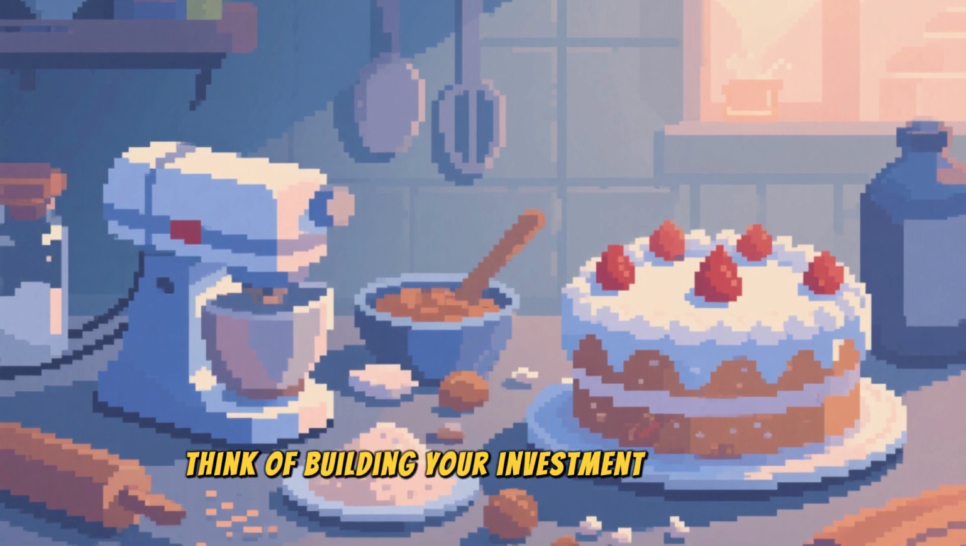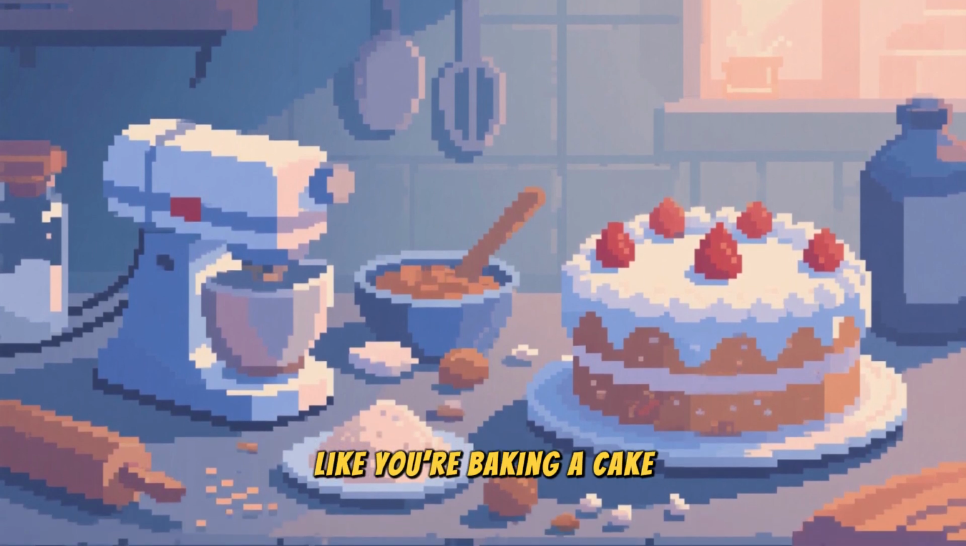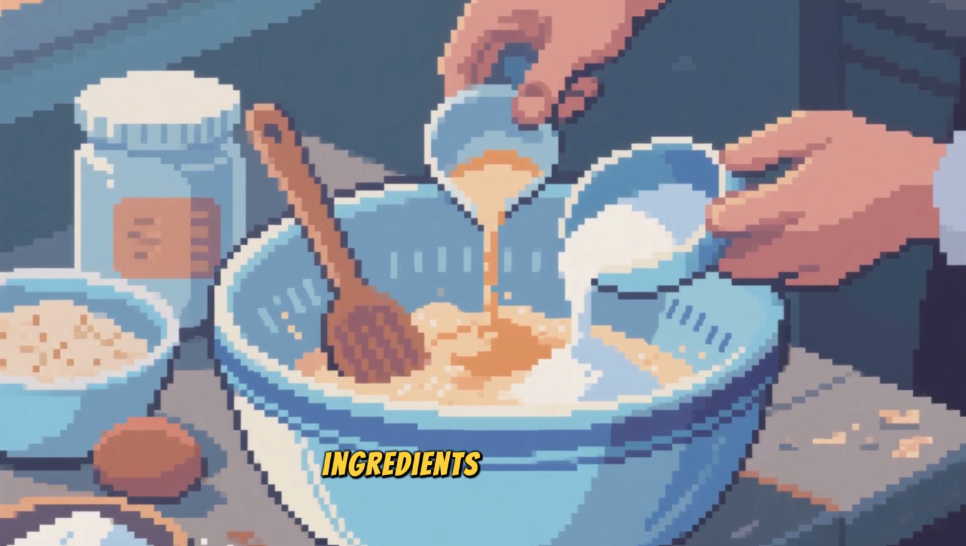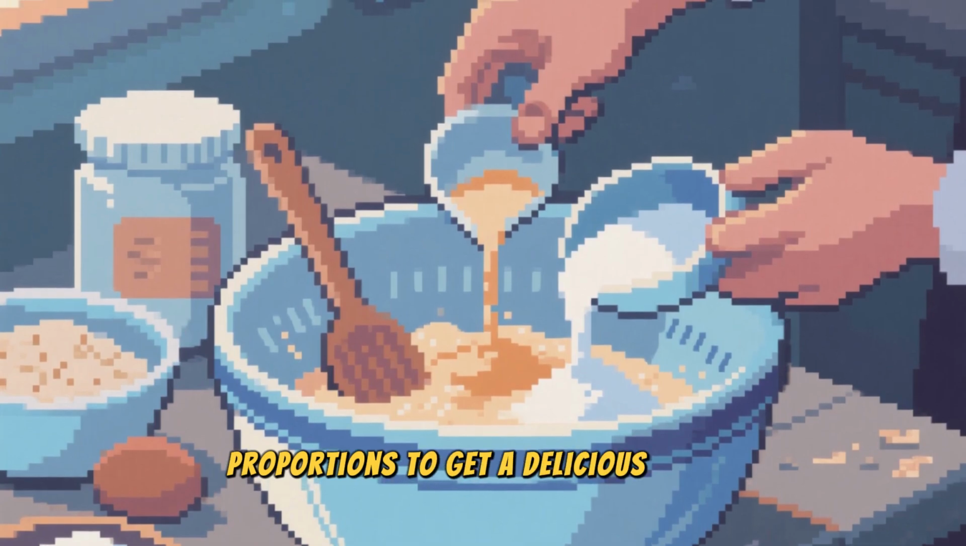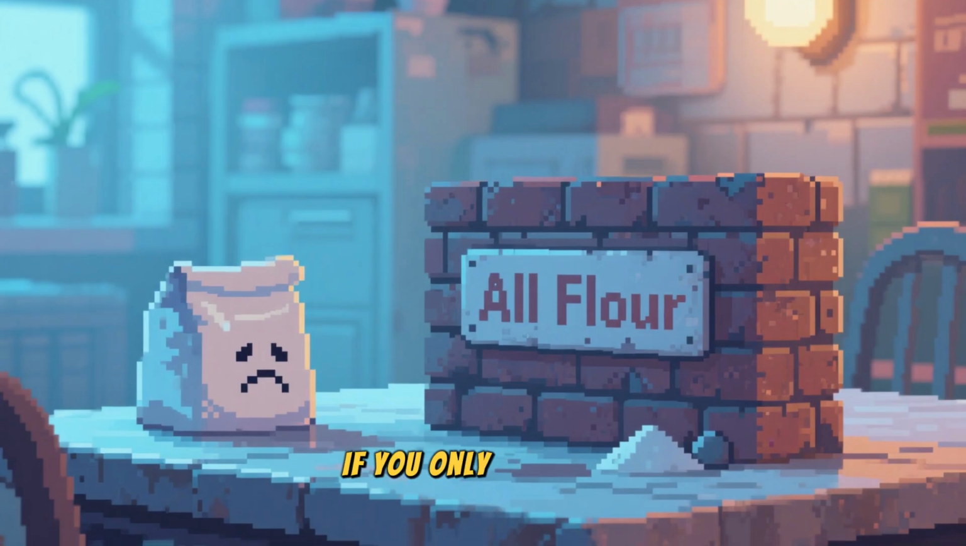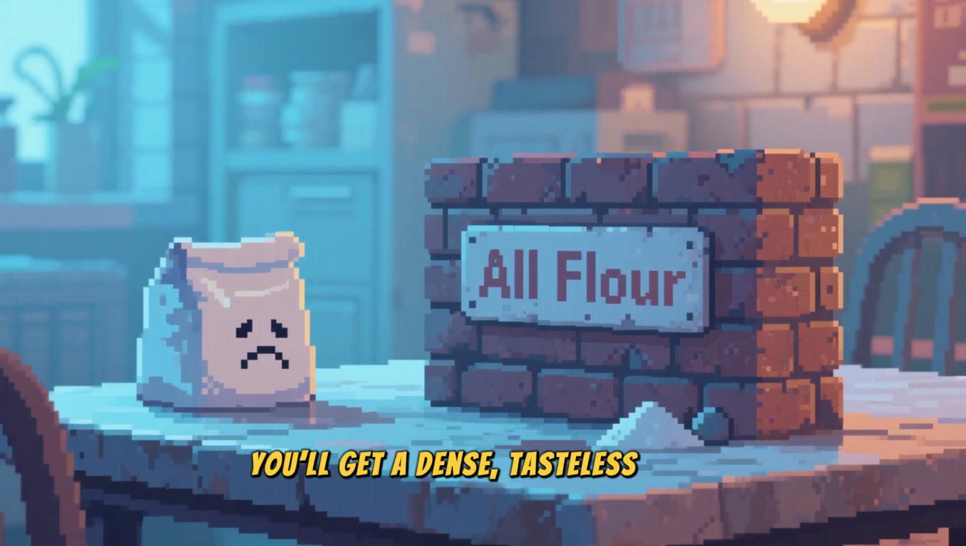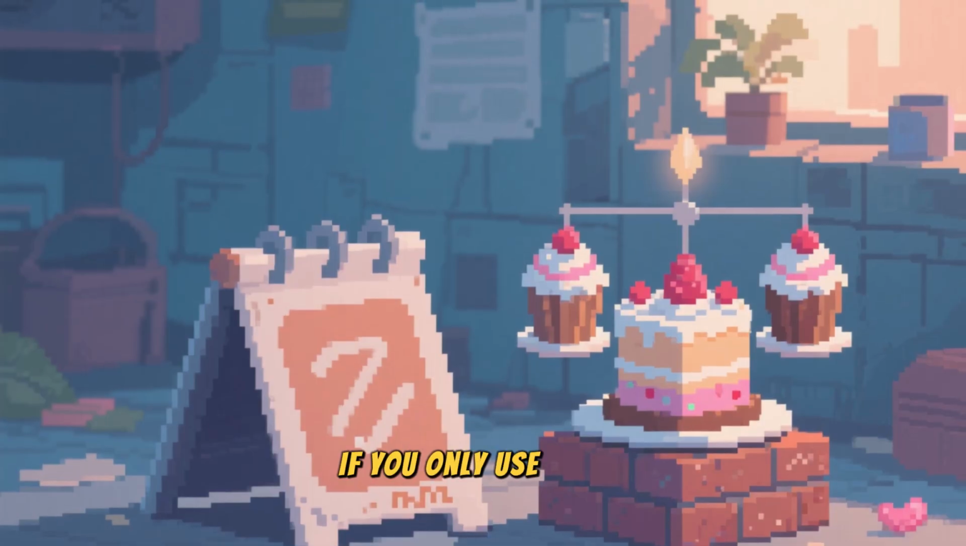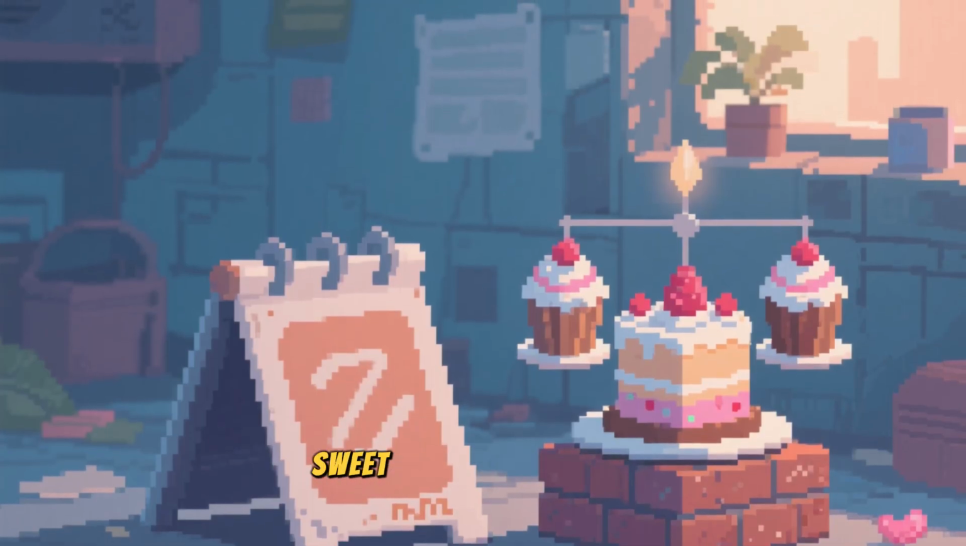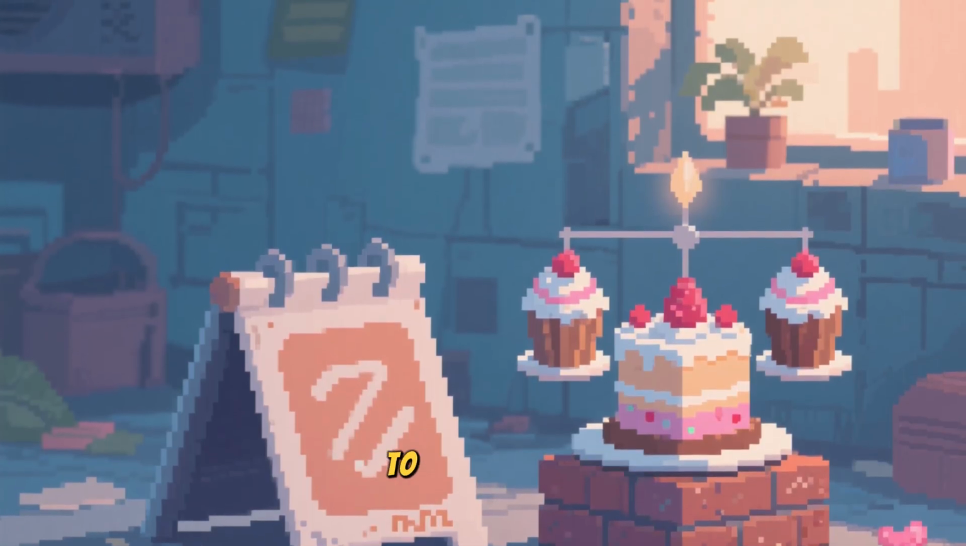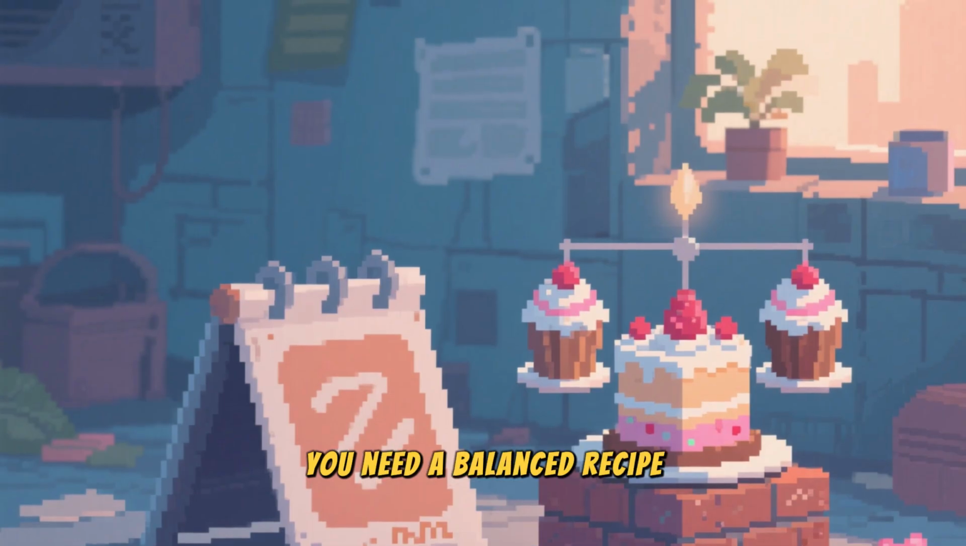Think of building your investment portfolio like you're baking a cake. You need different ingredients in the right proportions to get a delicious result. If you only use flour, you'll get a dense, tasteless brick. If you only use sugar, it'll be unbearably sweet and just fall apart. To get it right, you need a balanced recipe.